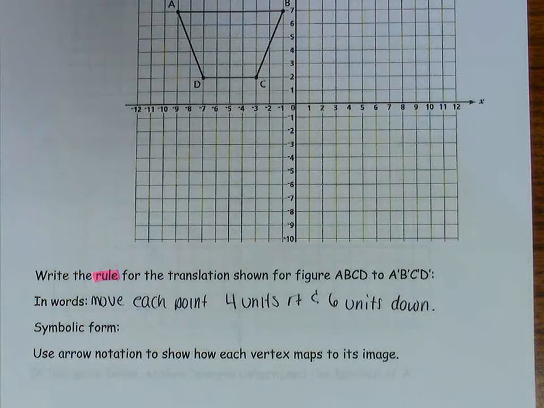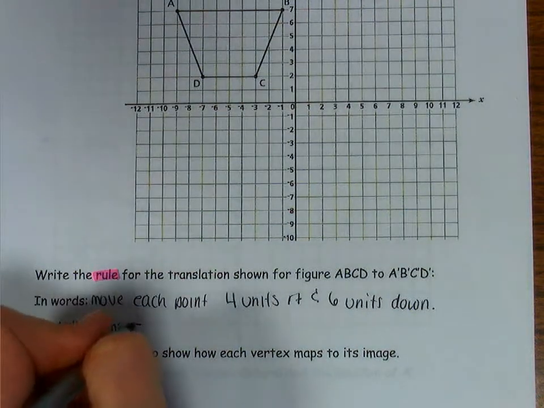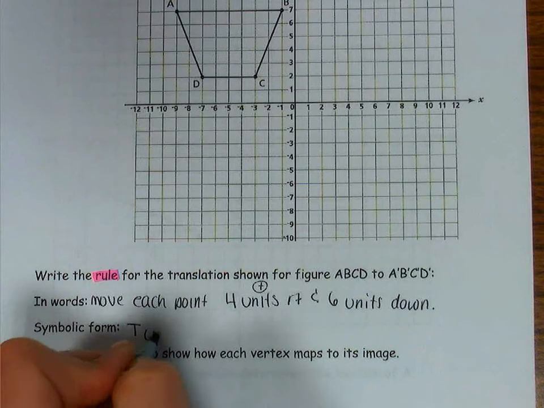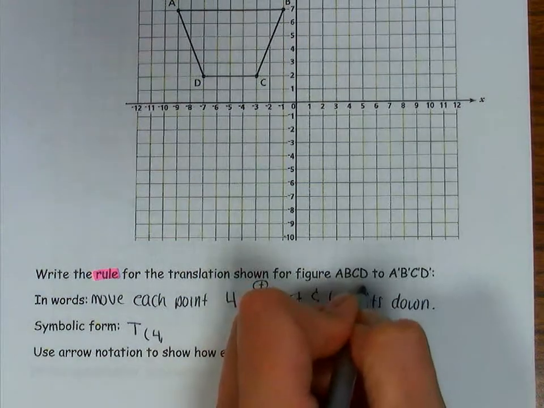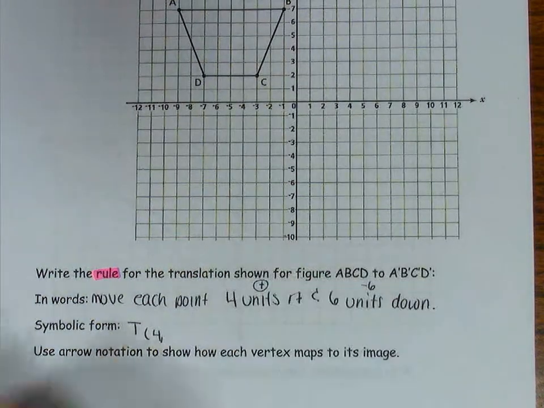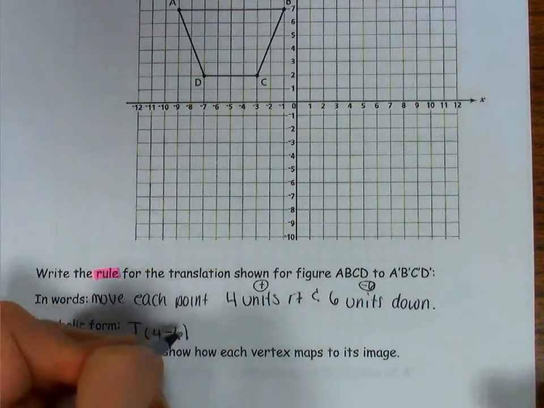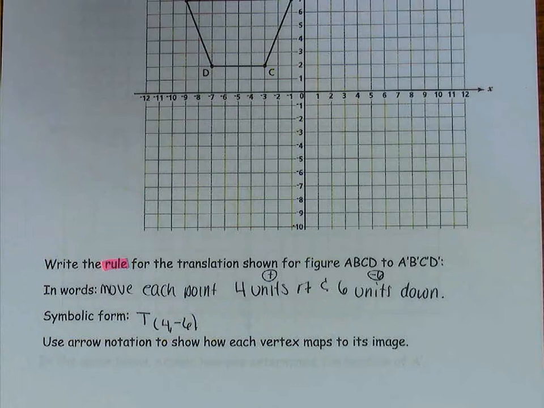So in symbolic form, let's think about that. Well, I know that I'm going to start off and I'm going to have a T. And since right is the positive direction, I'm going to have a positive 4, and 6 units down, I'm going to have a negative 6. That's going to be a negative because I'm moving down. So this is our rule: T, which is for translation, <4, negative 6>.